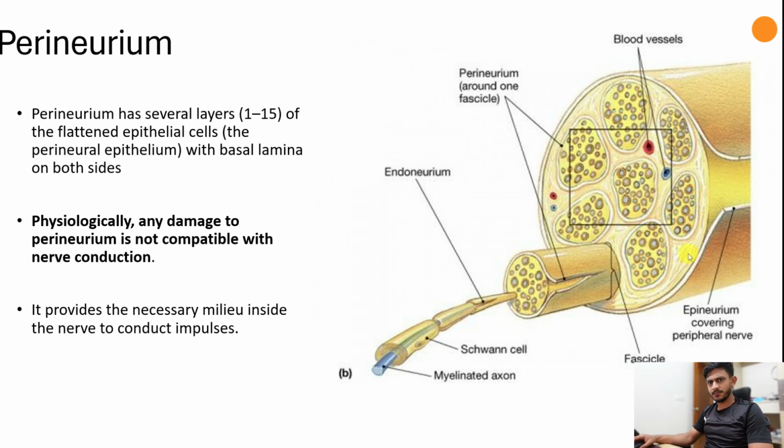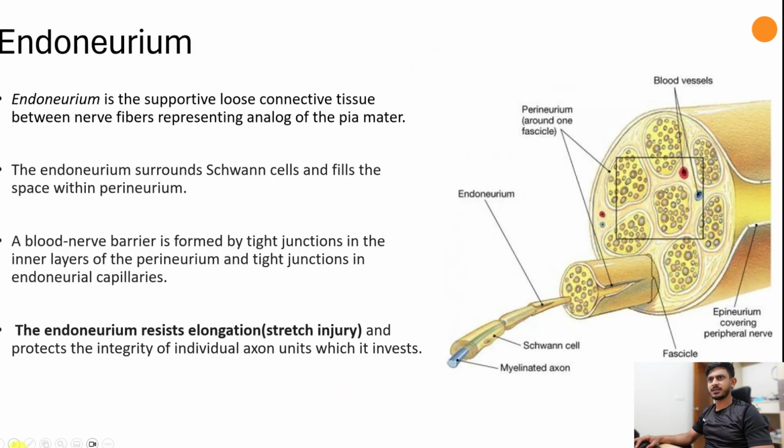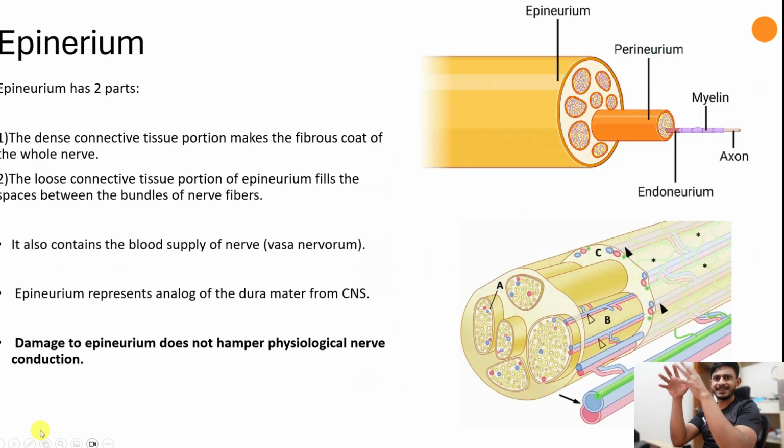Whenever there's a nerve, it's covered by an outermost layer called the epineurium, and inside the epineurium is the perineurium, and inside the perineurium is the endoneurium. Coming to the epineurium, it is the dense connective tissue portion which makes the fibrous coat of the whole nerve. You can see this in the diagram. Also, this white substance in between is epineurium only, and this is the loose connective tissue.